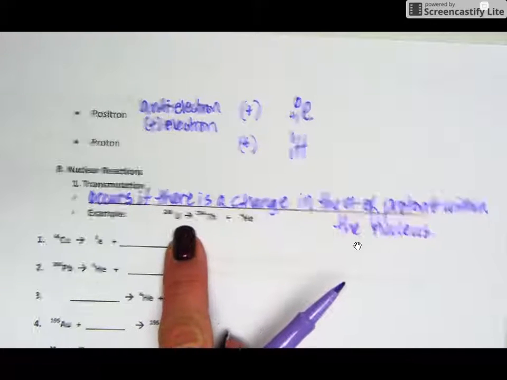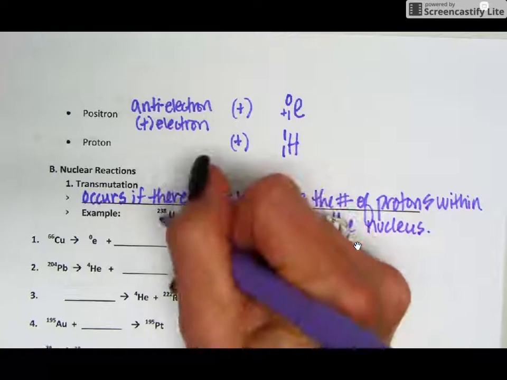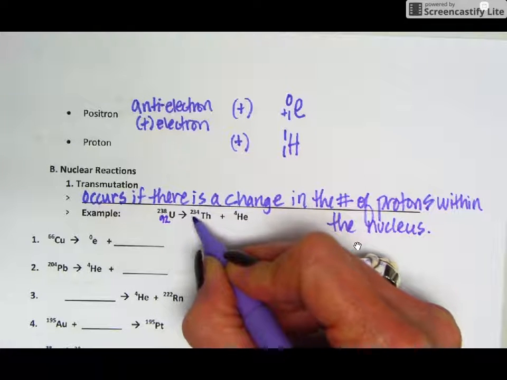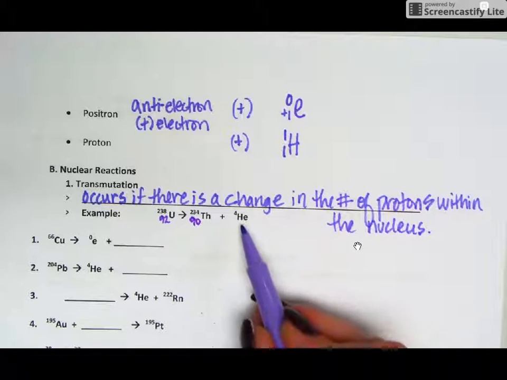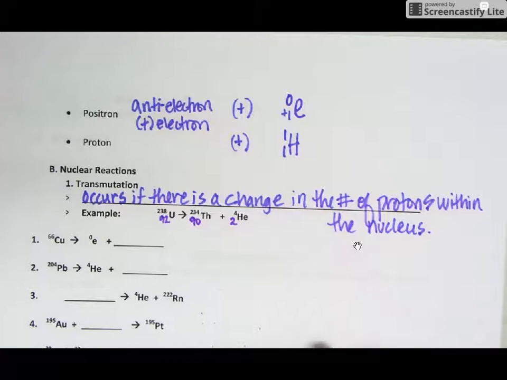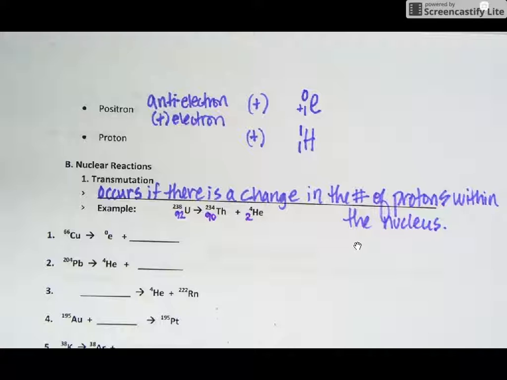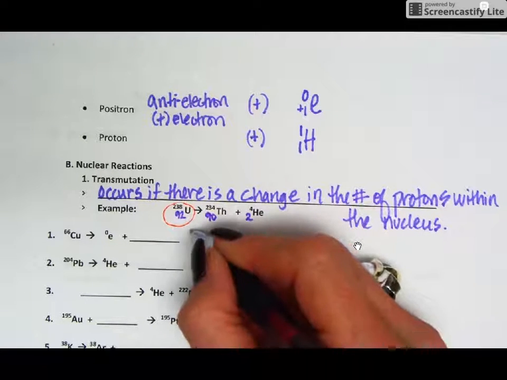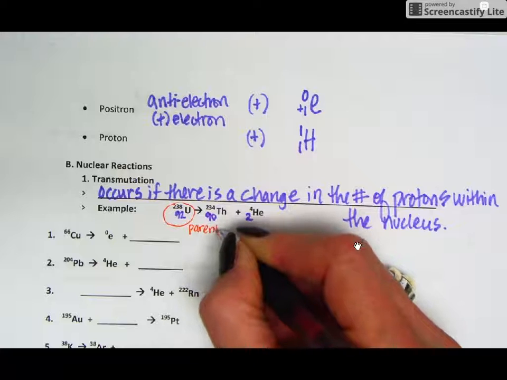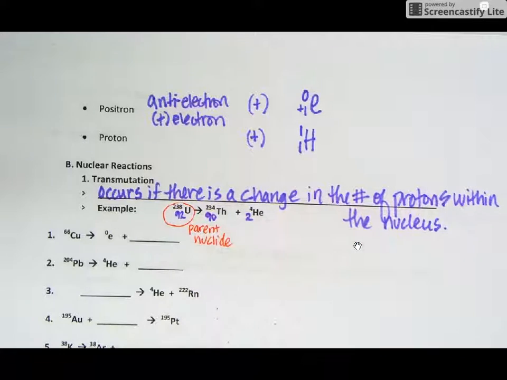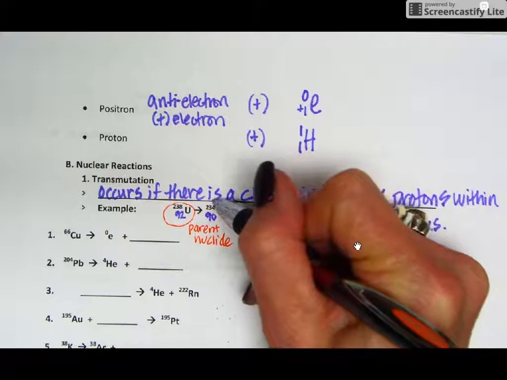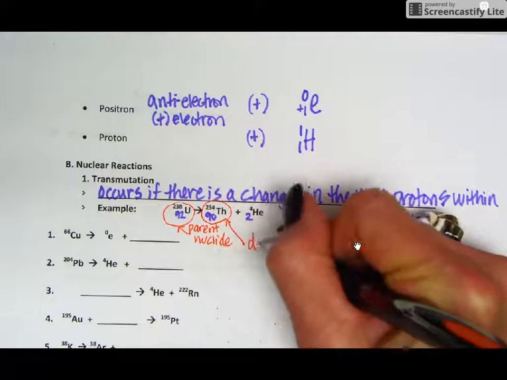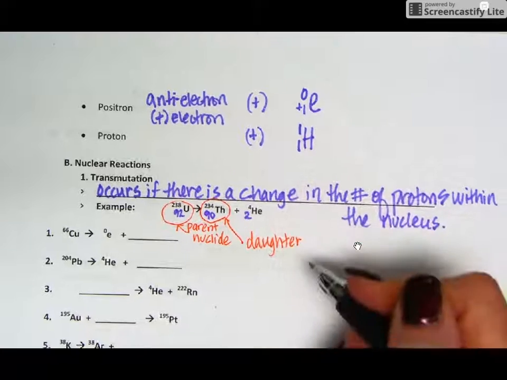So for example, we have uranium-238, and this will be over 92. Couldn't put both of those into my PowerPoint. And then thorium is over 90. And then we have it producing an alpha particle, 4 over 2 He. Let's fill that in. In a nuclear reaction, we call the starting materials the parent nuclide. And the product, the new element that is formed, is referred to as the daughter nuclide.